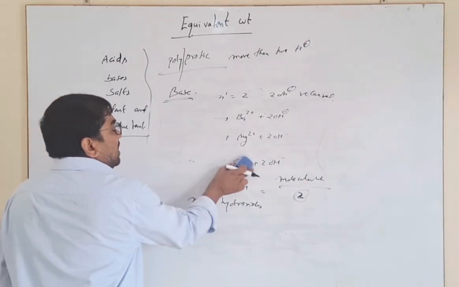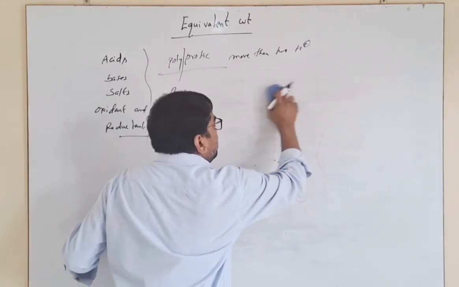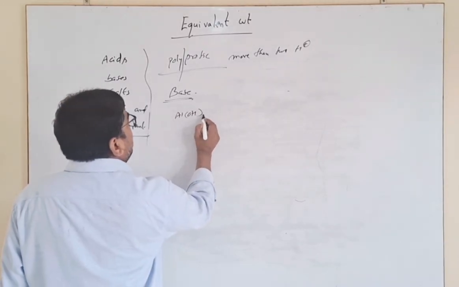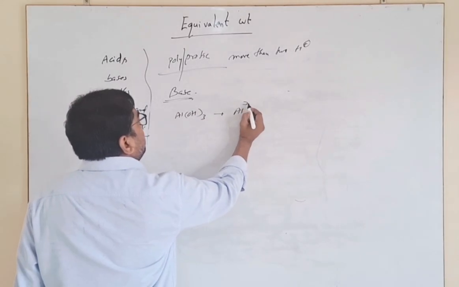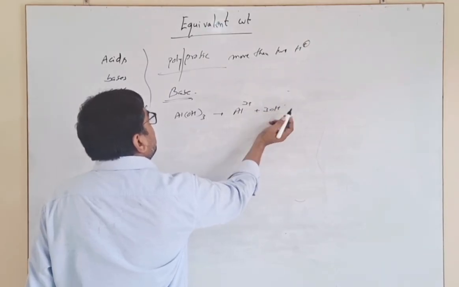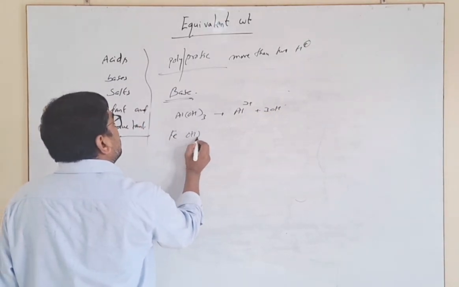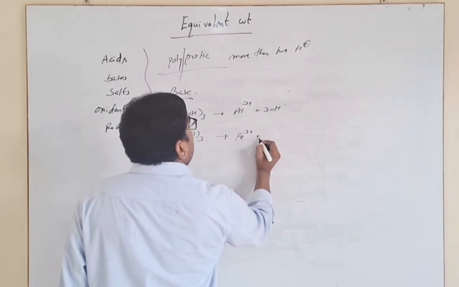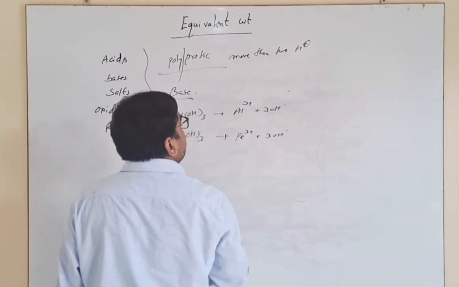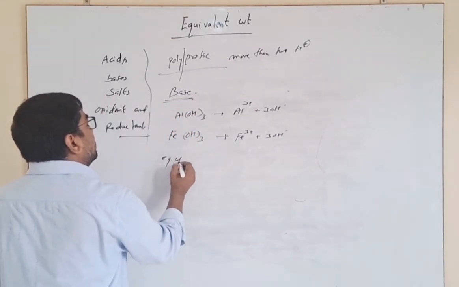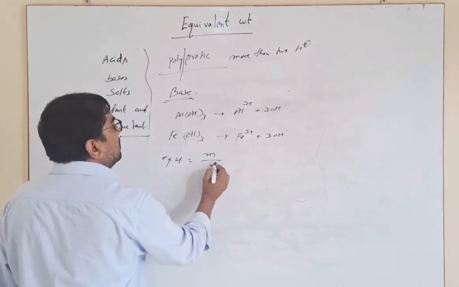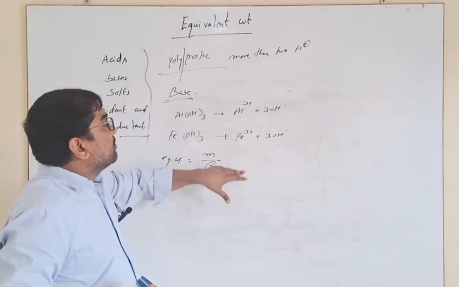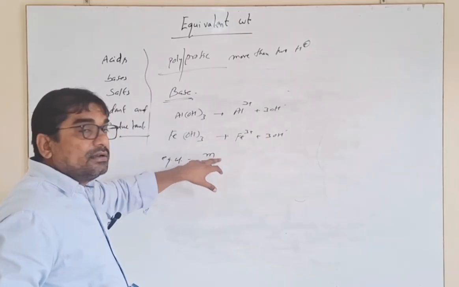Now for different metals like aluminium hydroxide, Al(OH)3, Al3 plus 3OH minus, like ferric hydroxide, it becomes Fe3 plus 3OH minus. Equivalent weight will be equal to molecular weight divided by 3, because here these weak bases release 3OH minus in their solution.